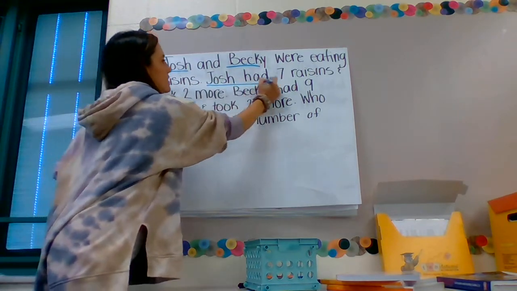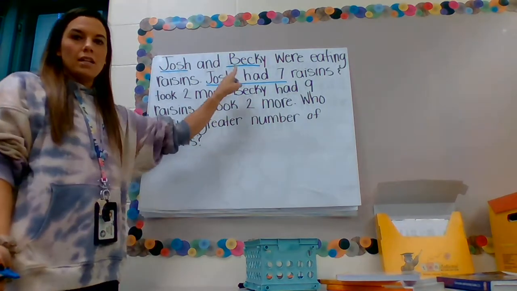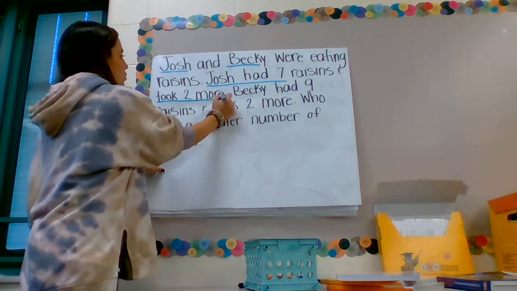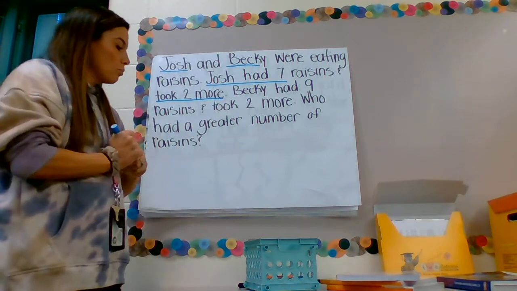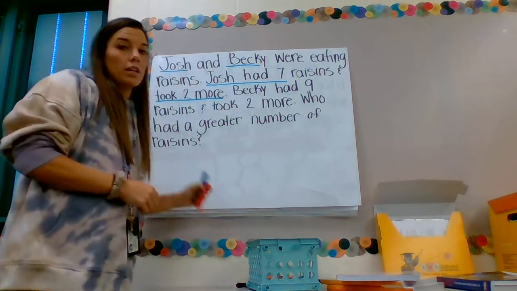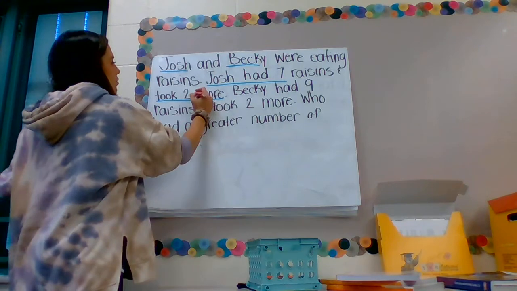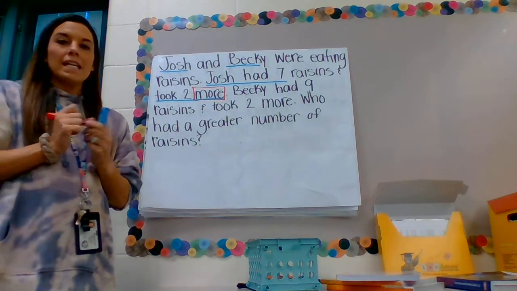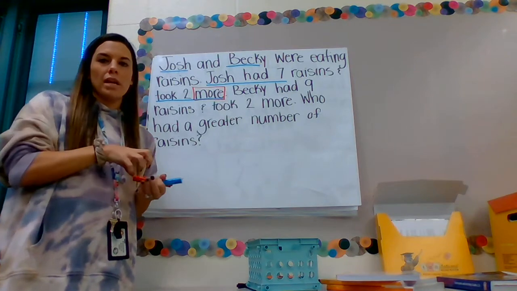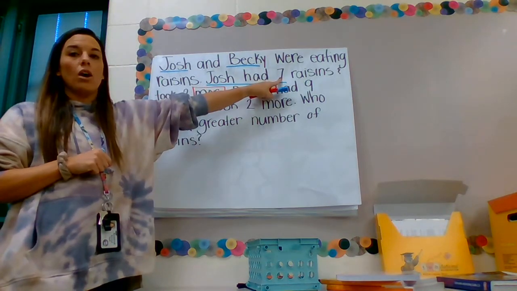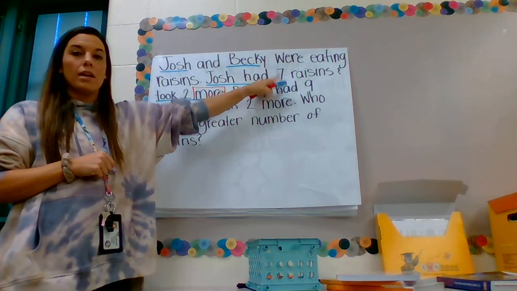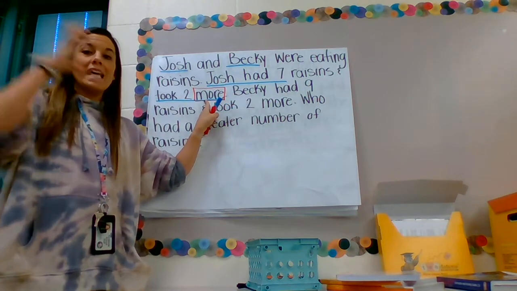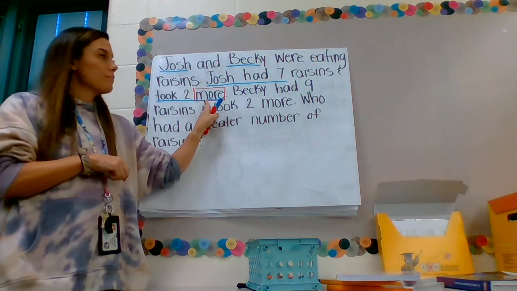Josh had 7 raisins. He started with 7. And he took 2 more. Look at that word more. I'm going to choose a different color because I'm going to put a box around it. The word more. That word more means that he added 2 more raisins to the 7 that he already had, okay? It's important that we know this vocabulary. More means he's adding to his number.